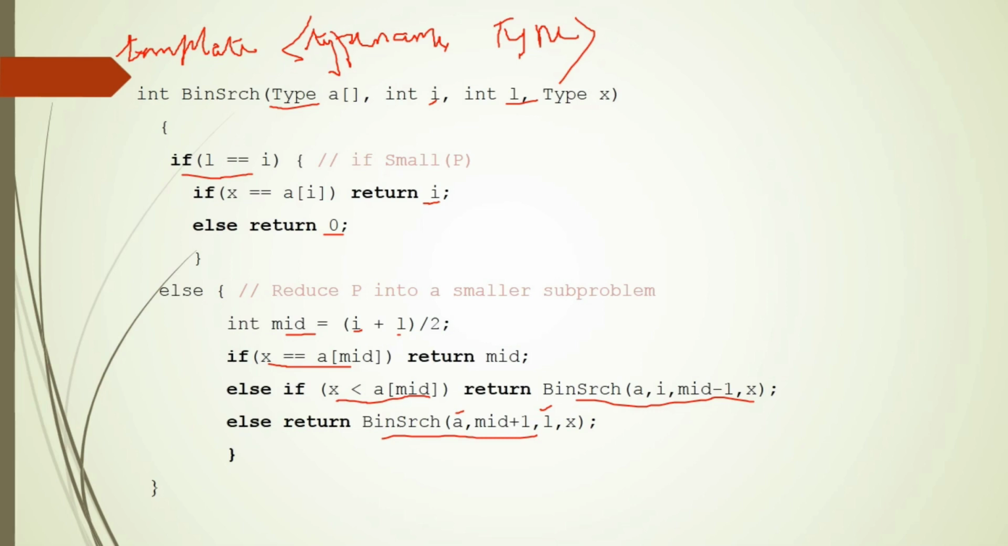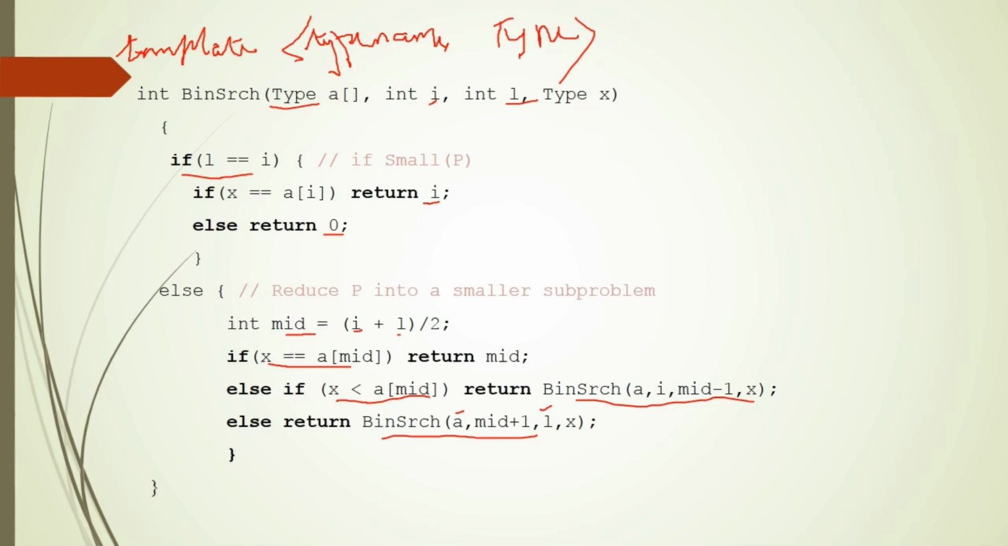When you call the function binary search, based on the type of array that you pass as argument, that type will take the corresponding data type. If you send an integer array as argument to this function, then type will take the place of integer. Similarly, if you have passed a character array, then type will be replaced by character. Let us come to this function.